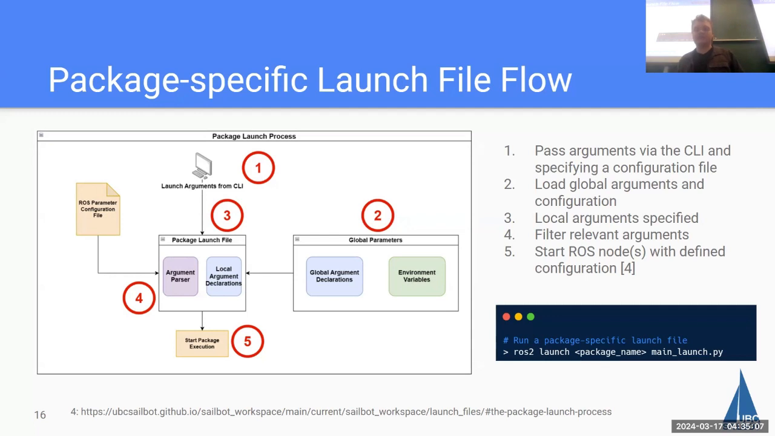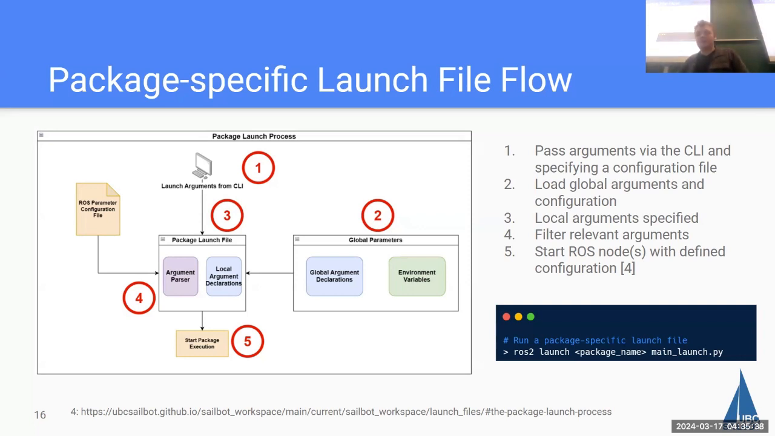package-specific launch files. So once we get to step 3, we have all of our arguments and all of our environment variables, and then we filter the relevant arguments that we use, because there are some global arguments that are not relevant to some of the package launch files. Then we take all that information and pass it into the ROS node, and we start the execution of all the ROS nodes that are specified in that launch file.